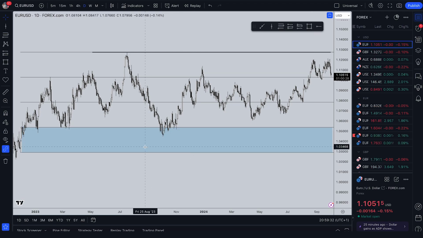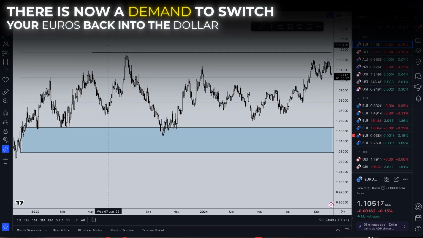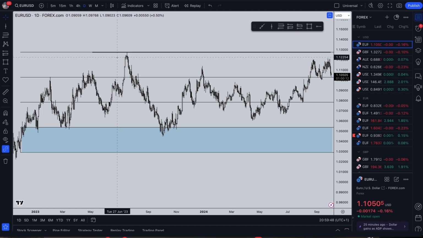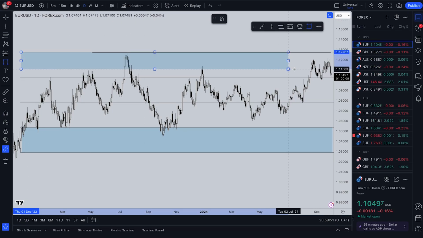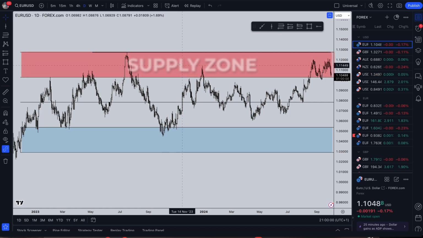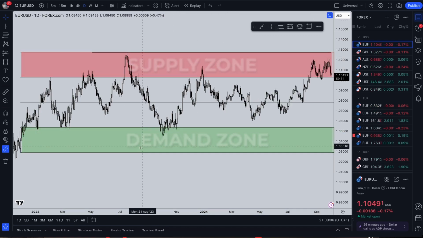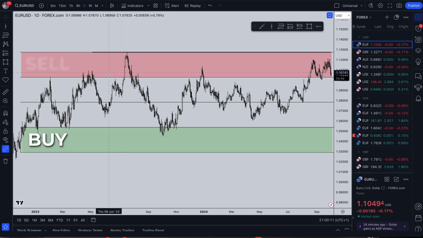However, what we find is when the euro reaches prices of around 1.1 to 1.13, there is now a demand to switch your euros back into the dollar, and subsequently from these areas you find that the euro falls. So I will color code this quickly for you. At the top here we have our supply, and at the bottom here we have our demand. Simple as this. Buy in this area and sell in this area.